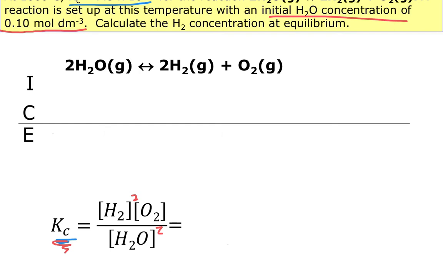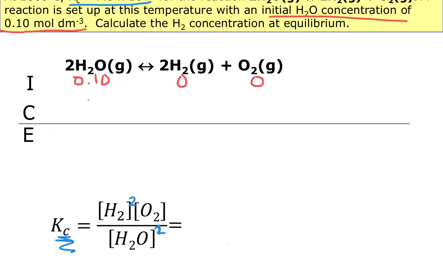We're given the balanced equation so we can get our mole ratios to help us with the change row. And we're also given the initial concentration of what in this case is just the only reactant, the water. So let's start by plugging in what we can. First we can fill out the initial row. We have our initial concentration of water given at 0.10, and we know we have 0 products initially.